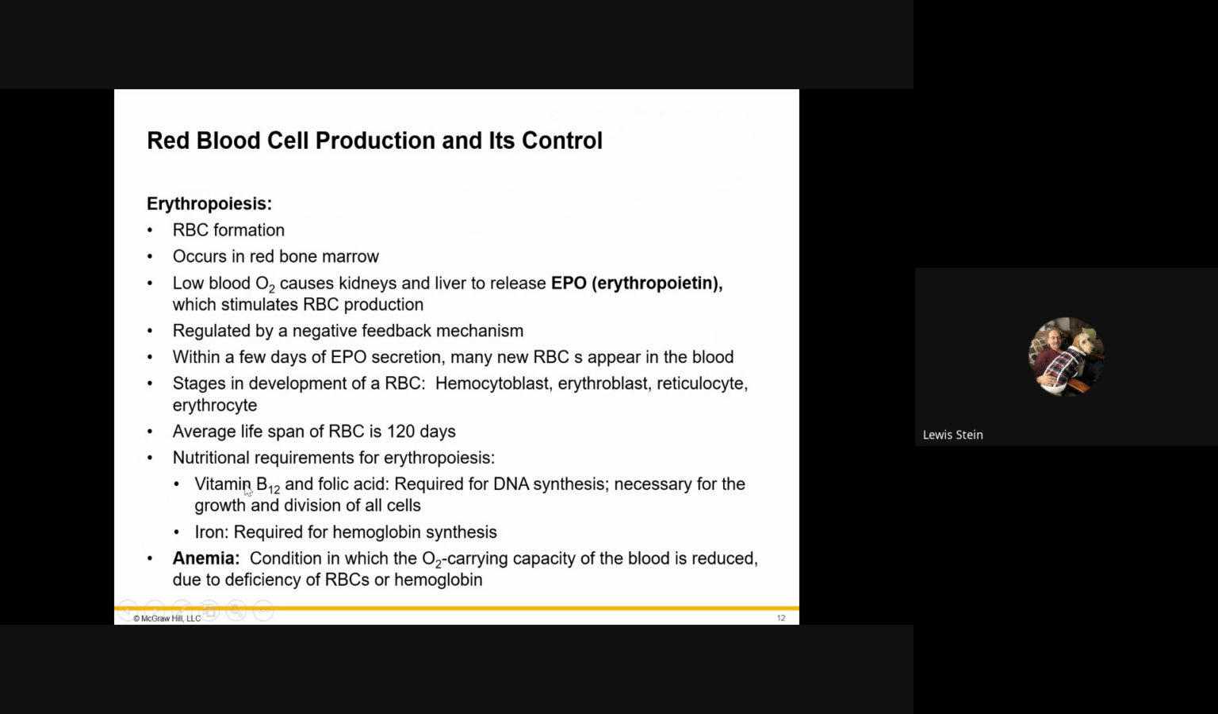You've got to have B12, that's part of maturity. You've got to have folic acid, that's part of maturity. Because without those, you can't make the DNA that we have to have, necessary for the growth and division of all cells. So they play a role in other cells, but particularly so in red blood cells. And iron, because without iron, you don't have enough hemoglobin.